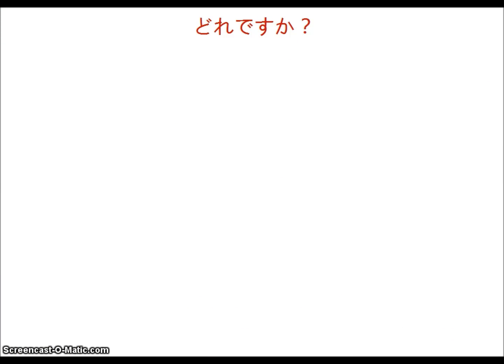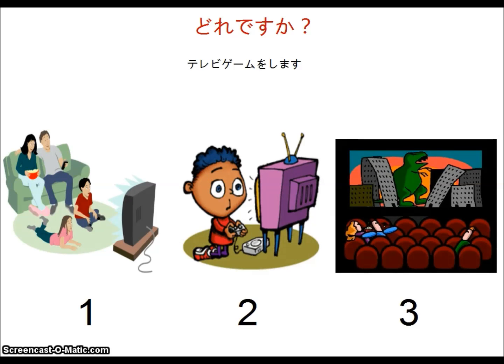どれですか? If you remember from before, どれ was a question word that we talked about, meaning which one. So you have to decide which one of these pictures will be the following sentence. テレビゲームをします. Is it 1, 2, or 3?